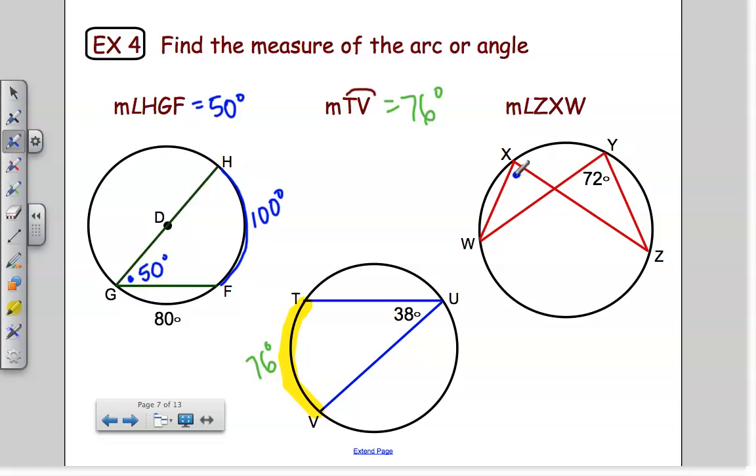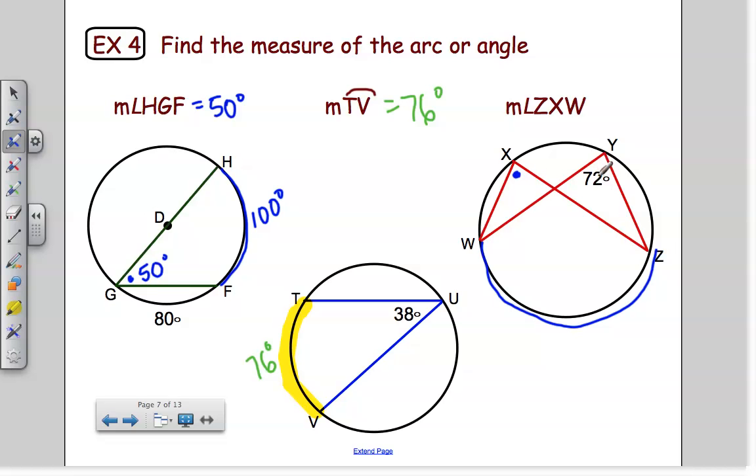ZXW, that is this angle right here. Now I could do this by doing a few steps, or I could do it the easy way. Notice here, the one angle I'm given must help me find this. So this is a 72 degree inscribed angle, vertex Y is on the circle. The intercepted arc is WZ for that angle. And doesn't angle X have the exact same intercepted arc?